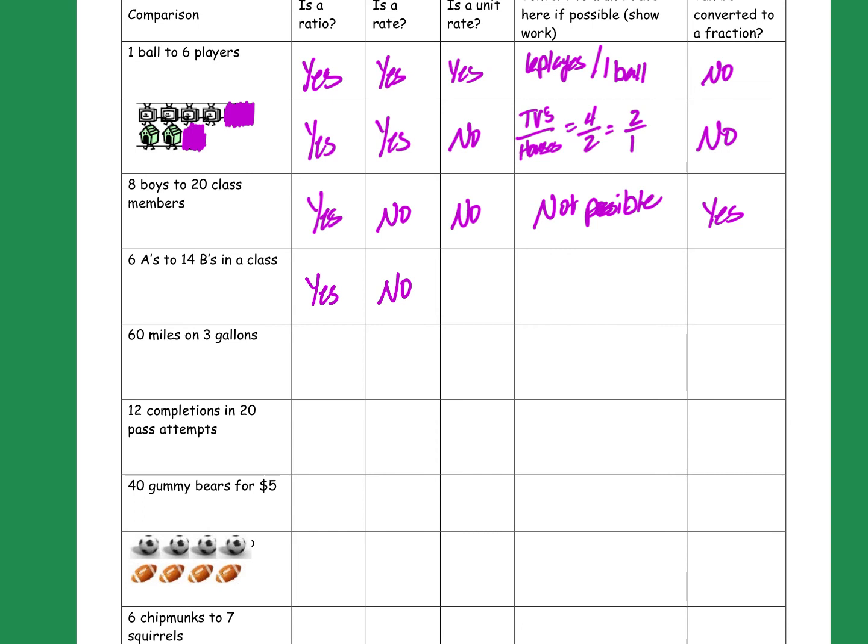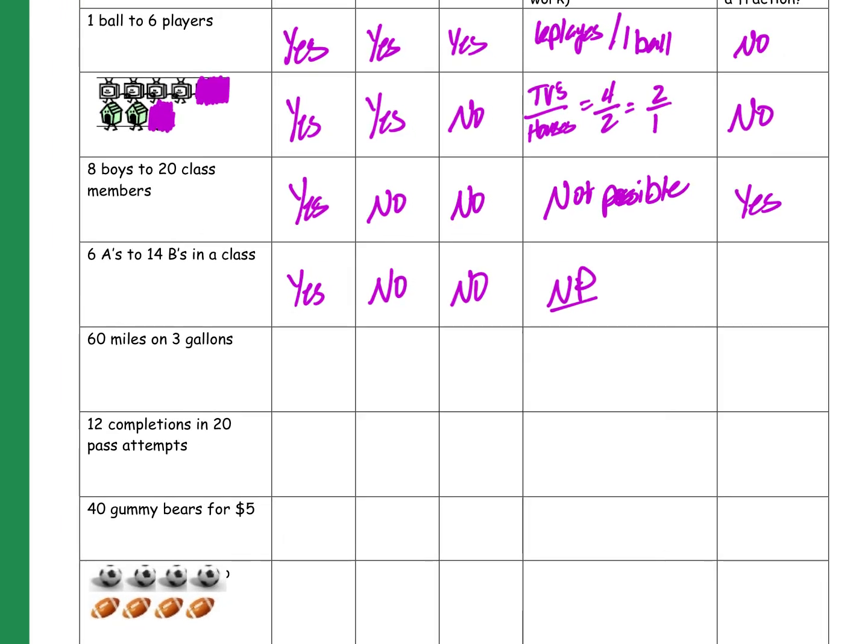And then is it a unit rate? Well, no. Can I convert it? Not possible. I'm not going to spell it out again, okay? Notice I kind of scribbled it together. When I can't spell, you guys, that's how you know, because I don't write as clearly when I can't spell the word. Okay, is it a fraction? Yeah, it is.